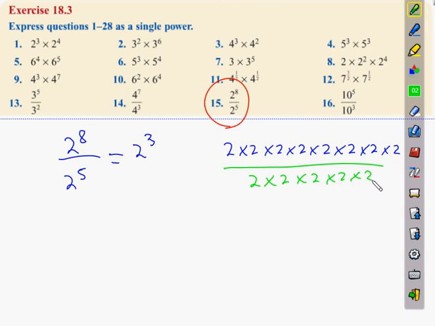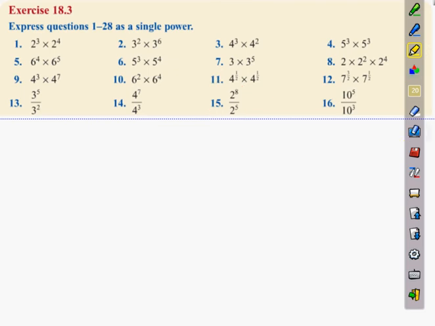Now, what's 2 divided by 2? Anybody? 2 divided by 2? 1. How many 2s are left? 3. So the answer therefore is 2 to the power of 3. Does that make sense? Now, there's a rule for this in your tables, okay?